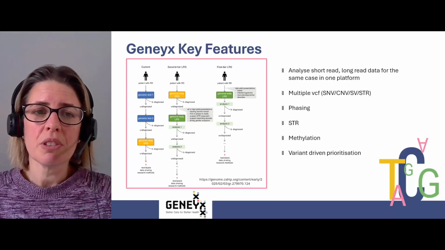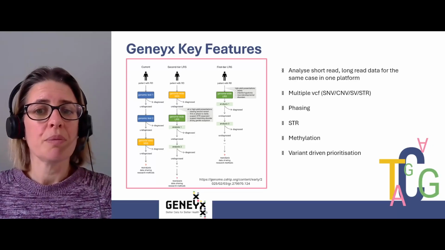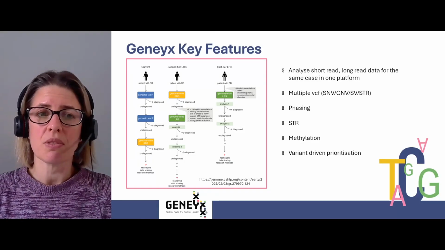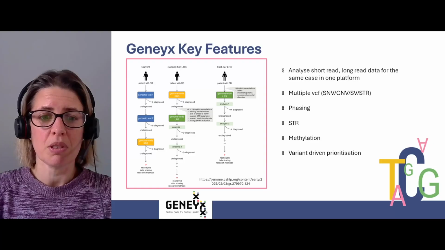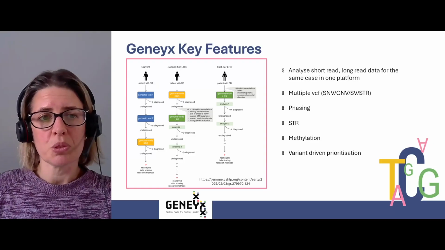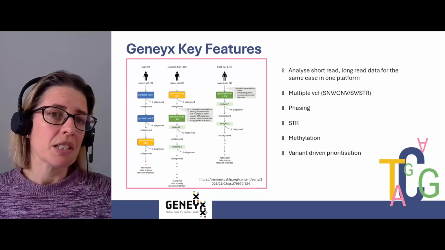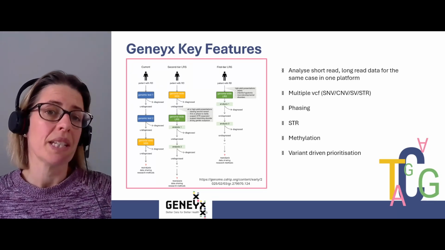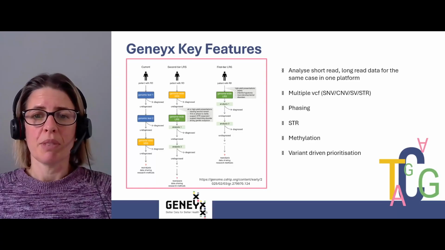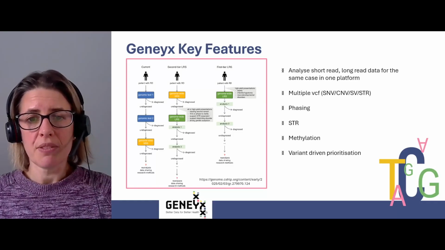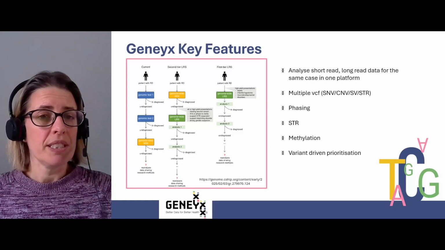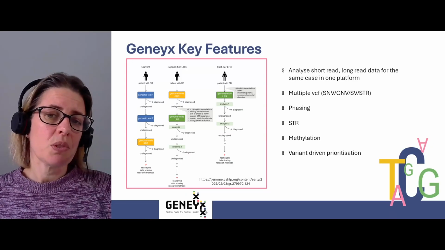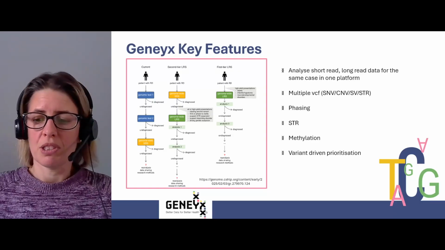Just to summarize then some of the Geneyx key features, we can analyze both short read and long read data for the same case in one platform. So this is obviously supporting those customers who are starting to transition from short read sequencing and maybe implementing long read sequencing as that second tier approach, perhaps for those exome negative cases. As I mentioned before, we can support the multiple VCF types. You can analyze your phasing data, your short tandem repeats, and your methylation, and making use of all of that in combination as well with that variant-driven prioritization.